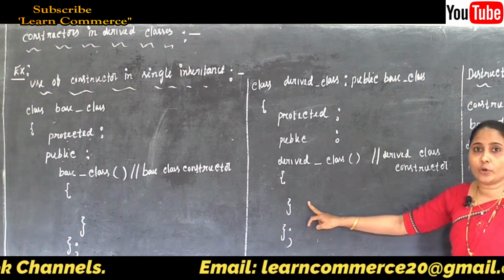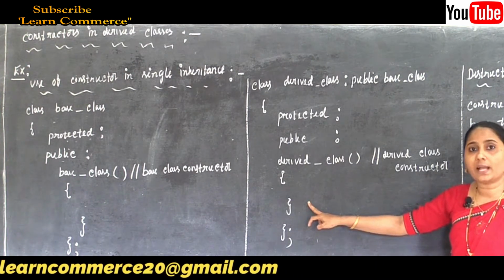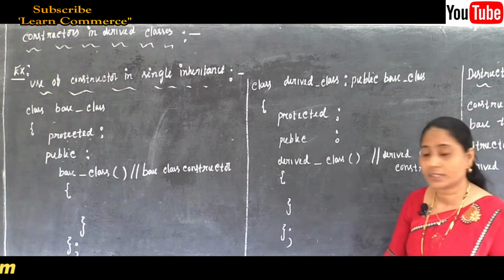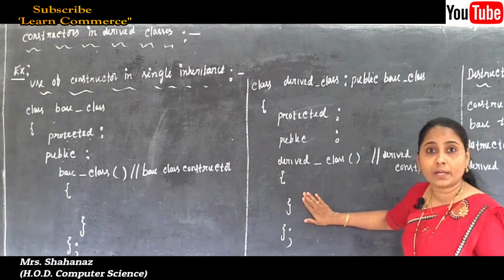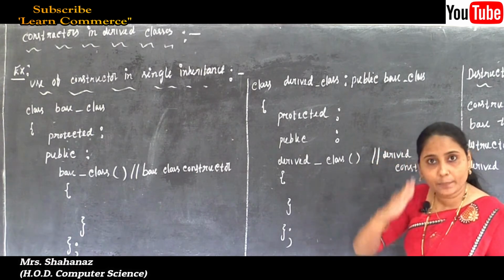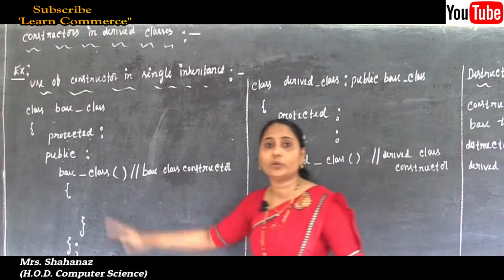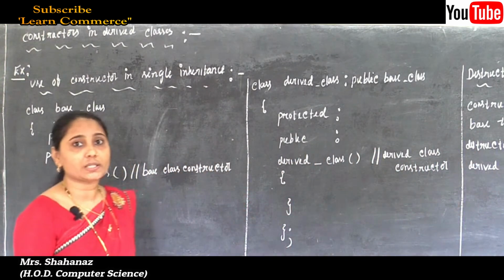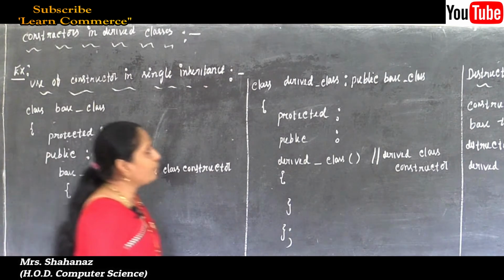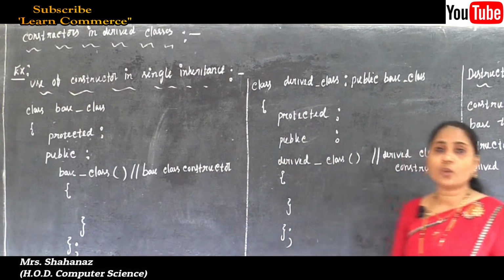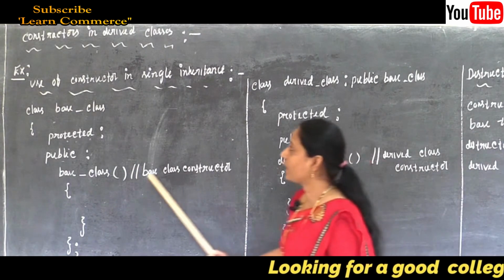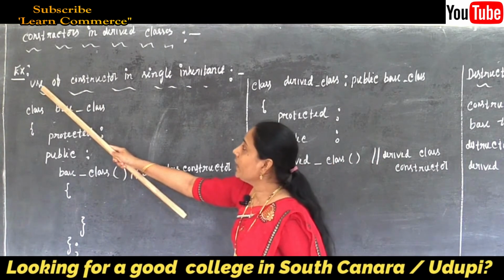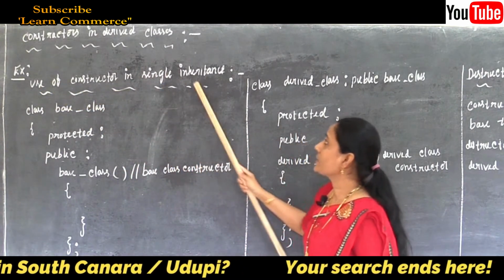First of all the base class constructor is going to execute, then the constructor in the derived class is going to execute. And how does the derived class pass the argument to the base class constructor? In the order in which they are declared in the derived class. In the manner they are declared, only in that manner it is going to pass arguments to the base class constructor. Now let's see one simple example of the use of a constructor in single inheritance, that means the constructor in the derived classes.